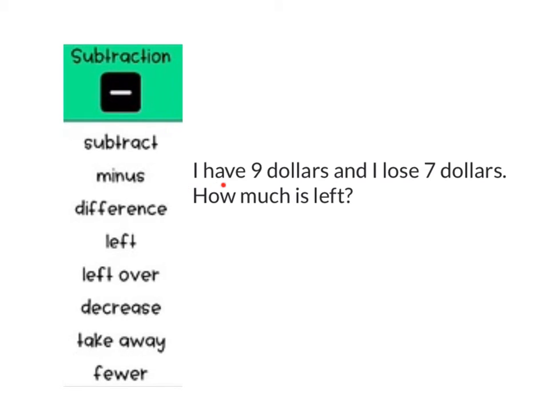So my problem says I have $9 and I lose $7. How much is left? I know that this is a subtraction problem because it uses the word left. So I need to go 9 take away 7 to solve this problem.